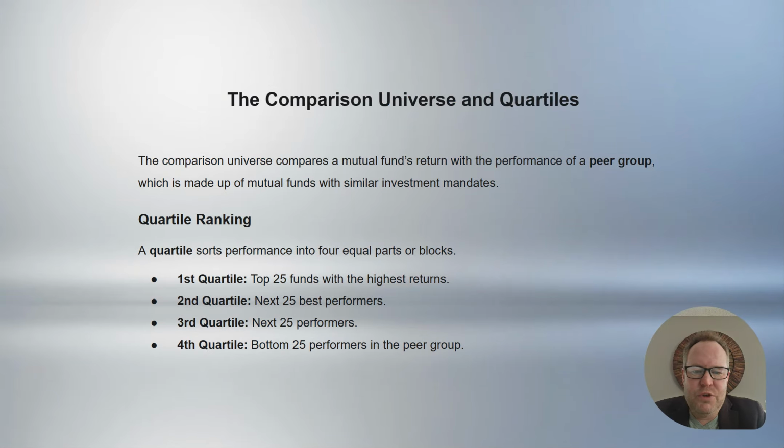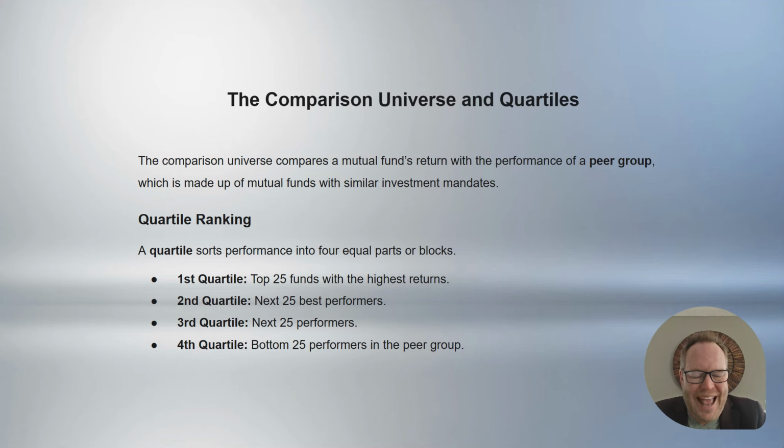So, the comparison universe and quartiles. The comparison universe compares a mutual fund's returns with the performance of a peer group, comparing like mutual funds to each other, which is made up of mutual funds with similar investment mandates. From that, we can get quartile rankings. So a quartile sorts performance into 4 equal parts or blocks.